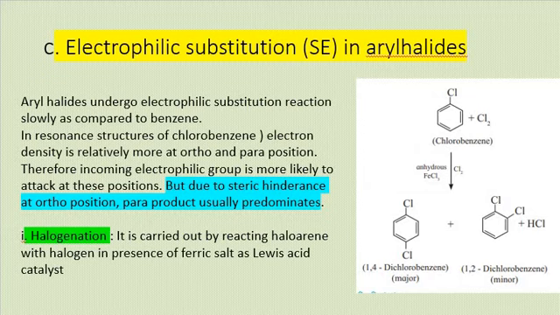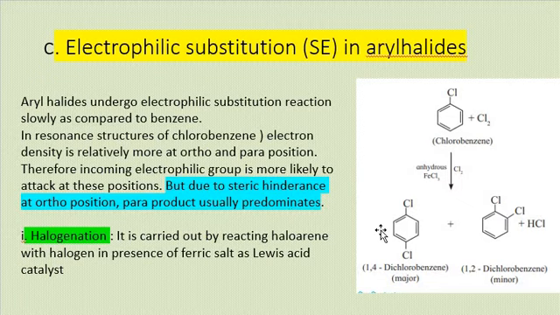Now, electrophilic substitution reaction in aryl halides. Aryl halides undergo electrophilic substitution reaction slowly compared to benzene, and in the resonance structure of chlorobenzene, electron density is relatively more at ortho and para positions, so the incoming electrophilic group is more likely attached to these positions only. But due to steric hindrance, the para product usually predominates.